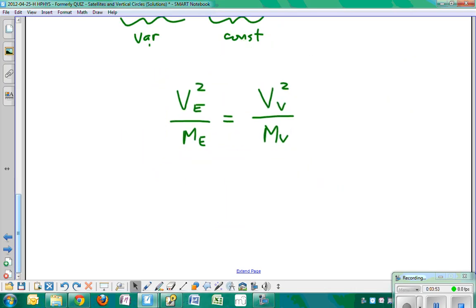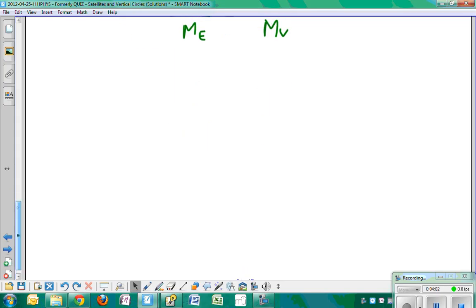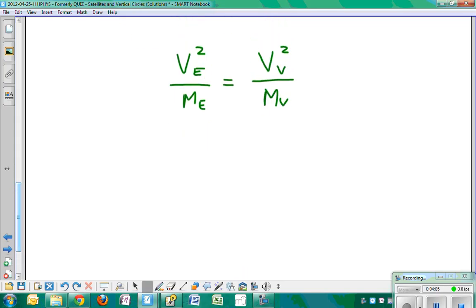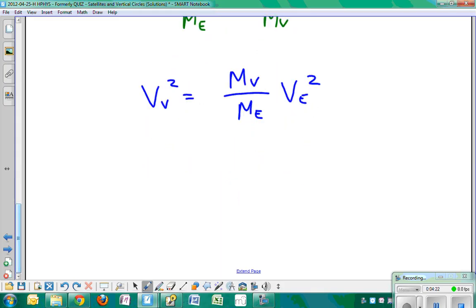Solving for the velocity around Venus, all we have to do is multiply each side by the mass of Venus, and we end up with velocity around Venus squared equal to M sub V over M sub E times V sub E squared. So the inverse ratio of their masses. That gives us that V sub V, the velocity around Venus, is equal to the velocity around Earth times the square root of M sub V over M sub E.